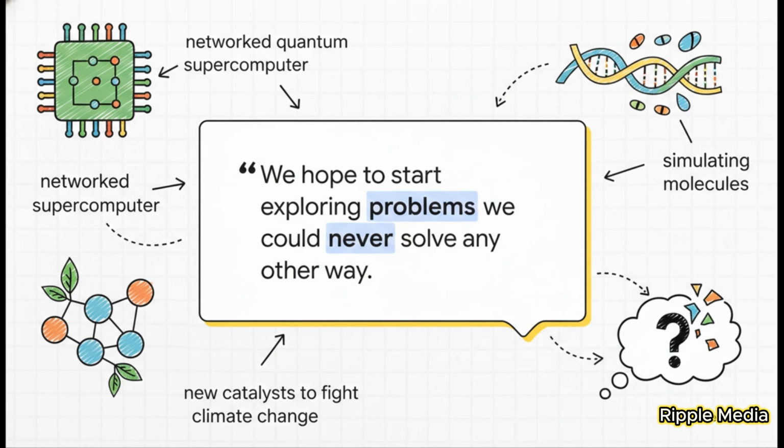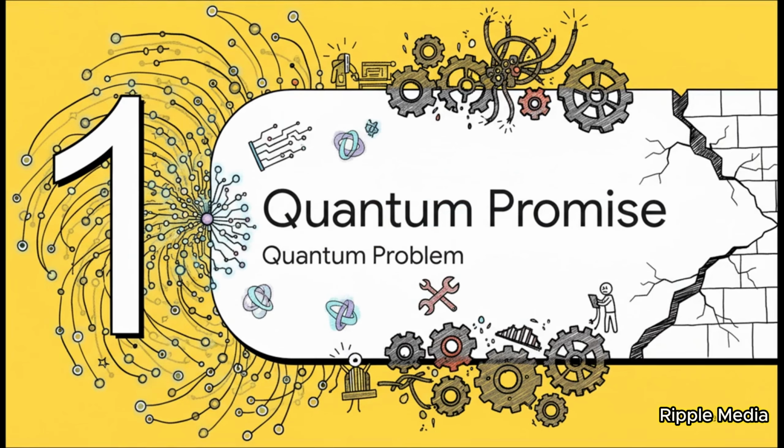The promise, as Talia Gershon from IBM Research puts it, is to go after problems we can't even get close to with today's tech. I mean, think about designing new ways to fight climate change or creating personalized medicines by perfectly simulating molecules. That's the prize. Which brings us right to our first section. We're going to look at that incredible quantum promise and the massive quantum problem. You got this amazing potential on one side and a huge engineering roadblock on the other.